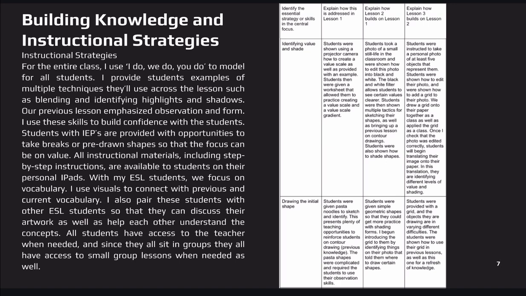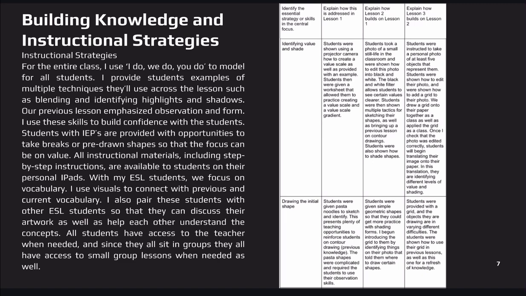For building knowledge and instructional strategies, for the entire class, I like to use the I do, we do, you do modeling system. This allows students to get an example of what they're about to do, an opportunity to practice what they should be doing, and then they are set free to learn autonomy with what they are going to do. Using this, I also like to emphasize previously learned things like observation and form, and I use these to build confidence with students.